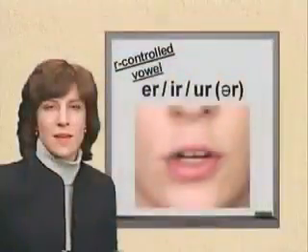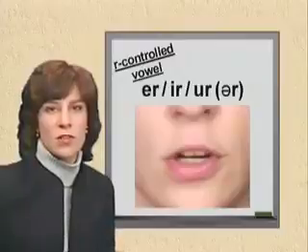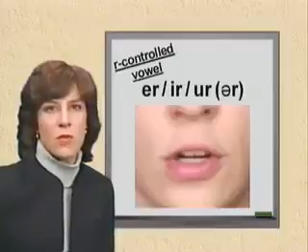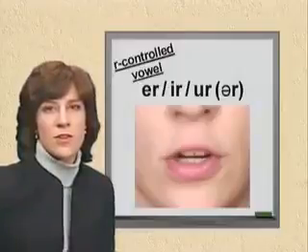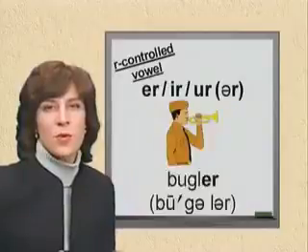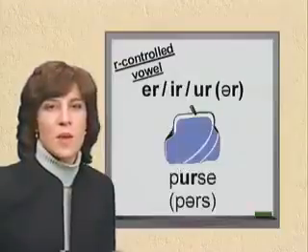E-R, I-R, U-R. The E-R, I-R, U-R sound is made by opening the mouth and pushing the lips outward to form an oval while gently biting their edges. The teeth are slightly apart, with more of the top than the bottom front teeth shown. The tongue is in the middle of the mouth. Bugler. Circus. Purse.